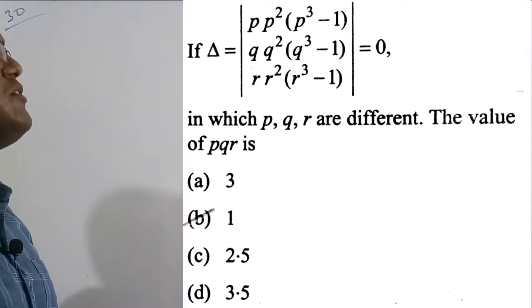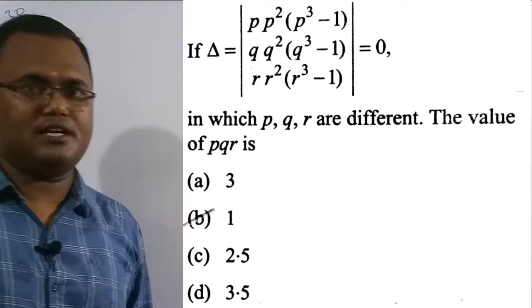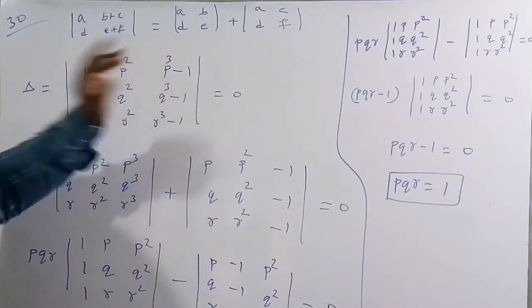So what are the 4 options? Option B, 1 is the correct solution of this question. So let's solve this numerical. Before I solve this numerical, let me tell a small formula here.